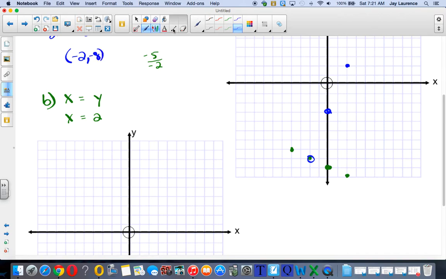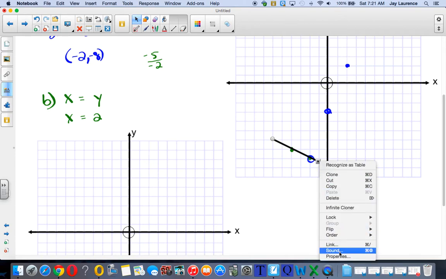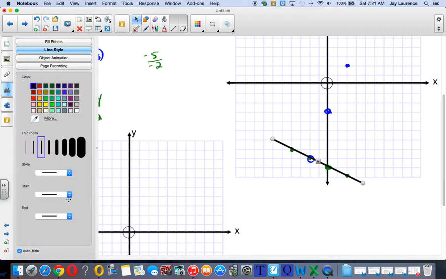Now, I still need to draw those lines in. I don't want to be sloppy. No, don't want to be sloppy. Rise back 2. Okay. And I got to get some arrowheads on him because he goes forever, right? Okay.